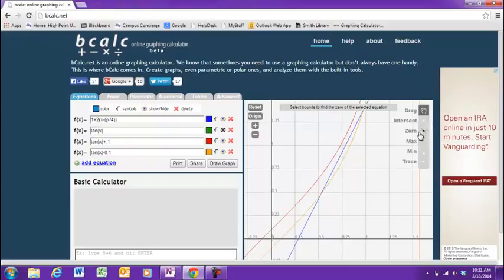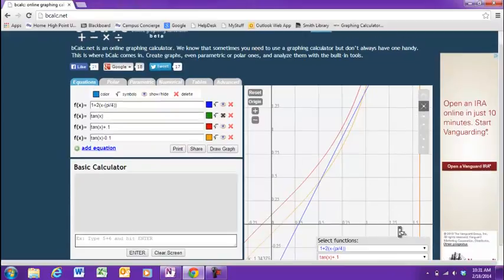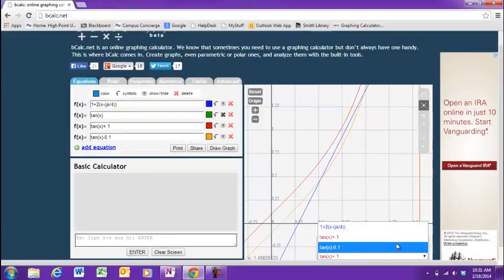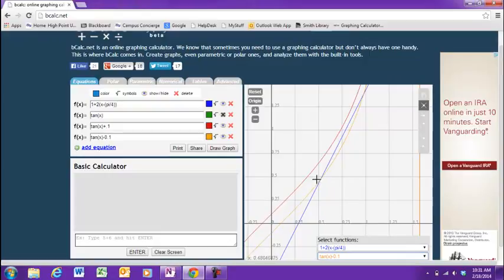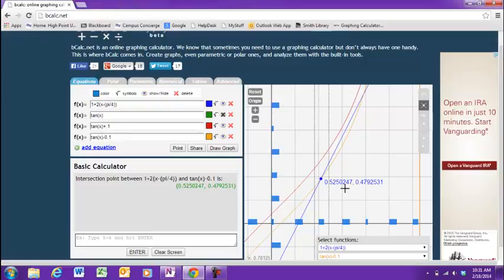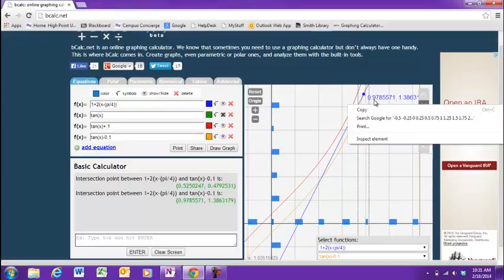So I could just trace the graph and get an approximation, but this actually has an intersect feature. So it asks me to select the functions, and I'm going to do tangent of x minus 0.1. And then I select here and I drag it over, and then it tells me that point is at x equals 0.525. That's the x value where I'm off by 0.1 with my linearization. And I can do another one up here, and it tells me it's at 0.97855.